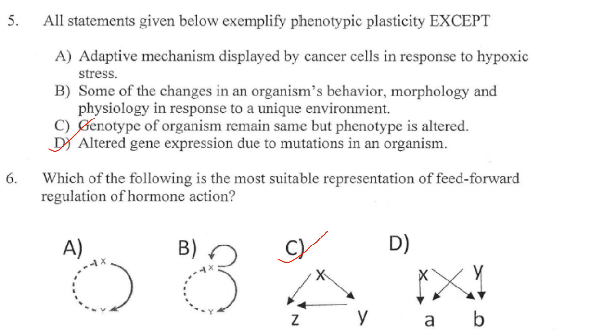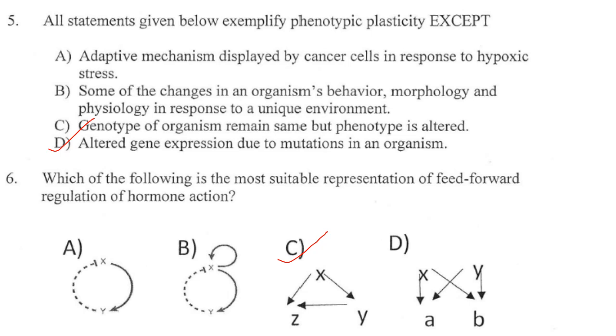Option A, adaptive mechanism displayed by cancer cell in response to hypoxic stress. That is an example of phenotypic plasticity. So A is correct, B is also correct. Then C, genotype of organism remain the same but phenotype is altered. I already told you that it doesn't affect the genotype, it affects only the phenotype. So C is also correct. Then D, altered gene expression due to mutations in an organism. D is not correct because it doesn't affect the genotype. So D is the one which is not a phenotypic plasticity condition.